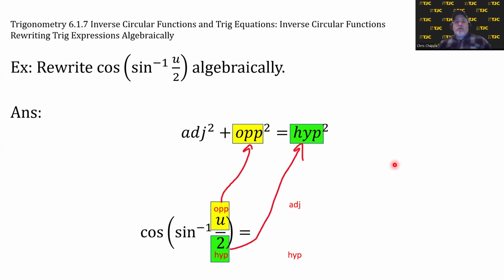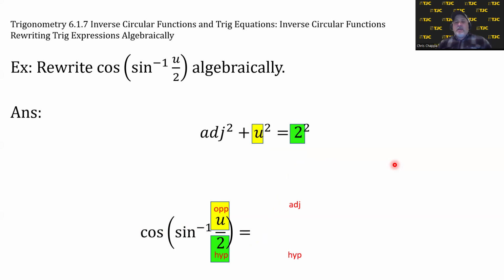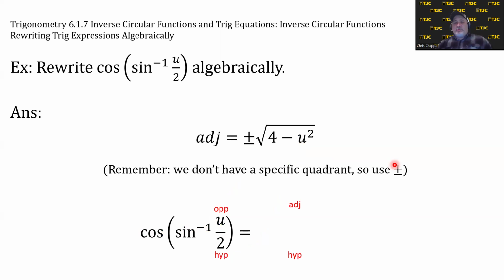So set up the Pythagorean theorem, adjacent squared plus opposite squared equals hypotenuse squared, substituting the representations that we've defined based on the first trig function. Opposite is u, hypotenuse is 2, and we get that. Now we start solving for adjacent. Square the 2 to get 4. Subtract the u squared to get 4 minus u squared, and then take the square root of both sides. Now, we don't have a specific quadrant. When you square root both sides of an equation, you use plus minus. But now we have a representation for the adjacent side.